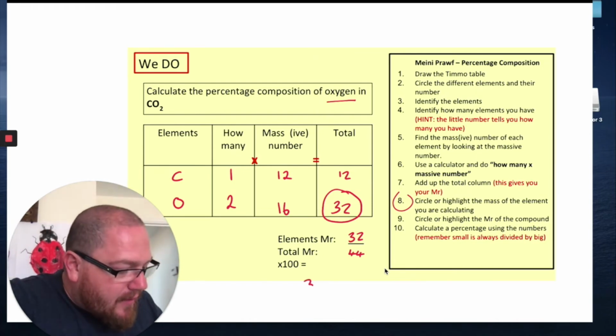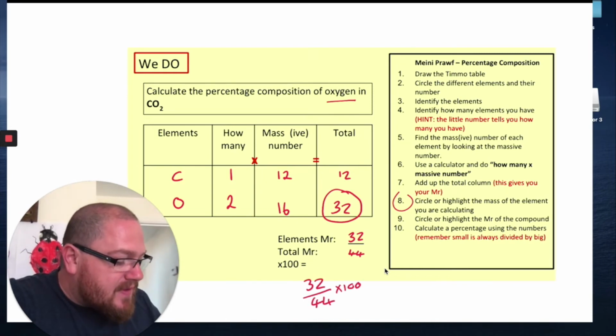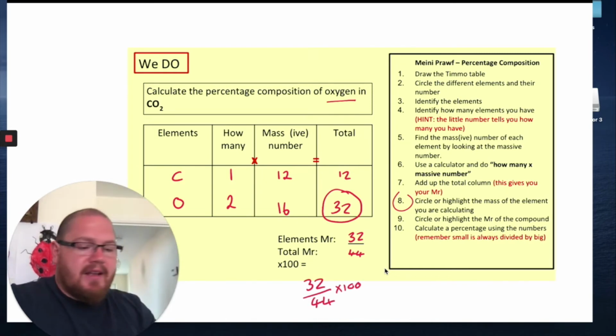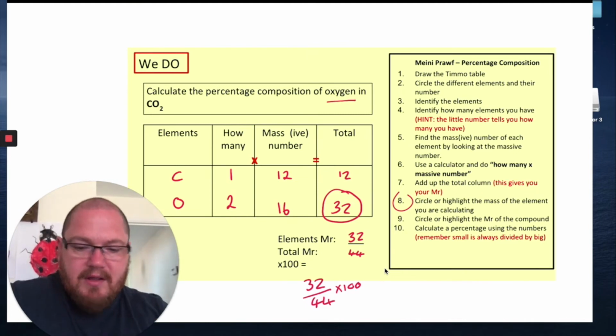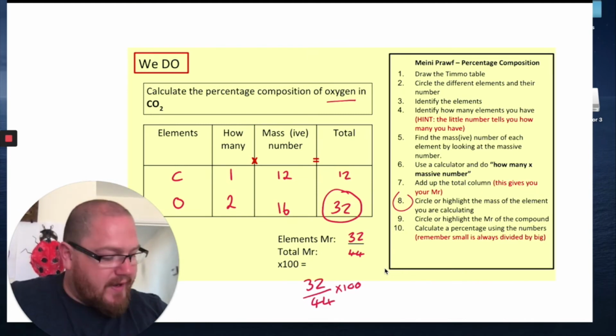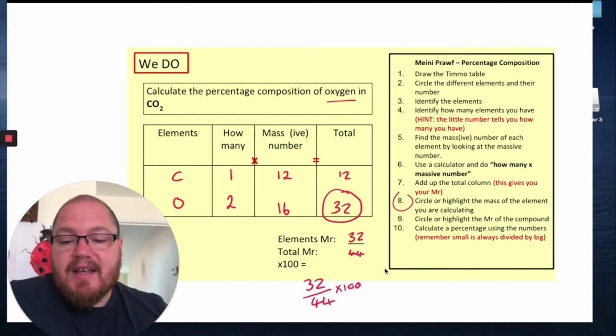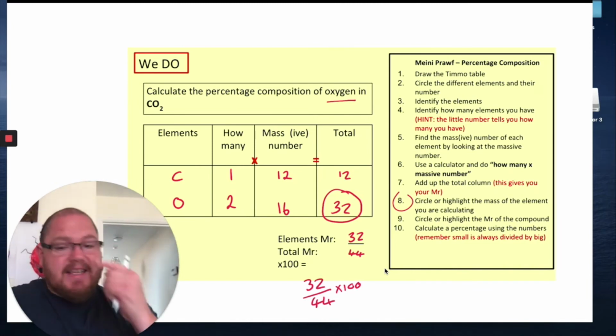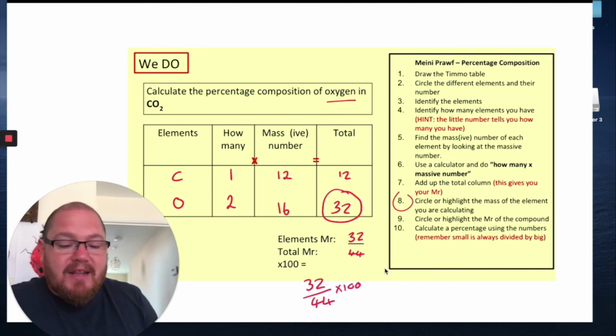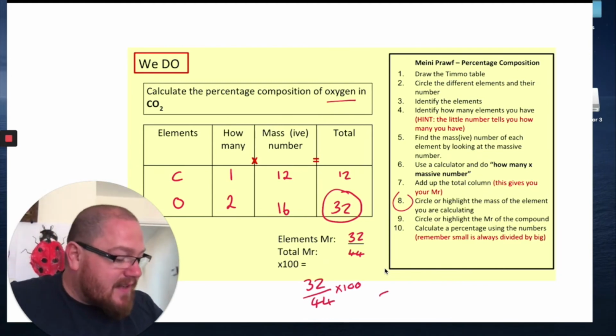So I'll just write that out. 32 over 44 times 100 because it's a percentage. I'm going to use my calculator here. I've got my phone. 32 divided by 44 comes out to be 0.727. So that's 72%. So look, times 100, so 72.7%. Now I can either write it like that or I'm going to round it up to 73%.